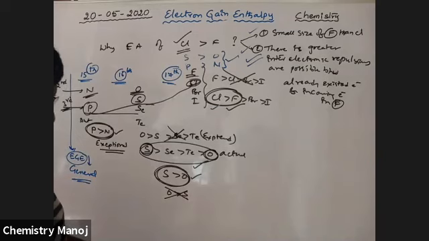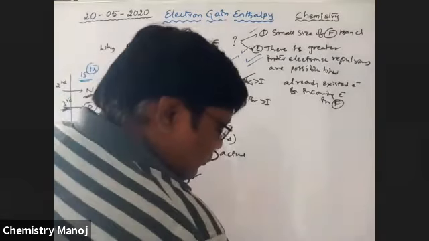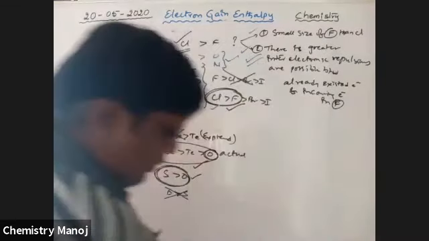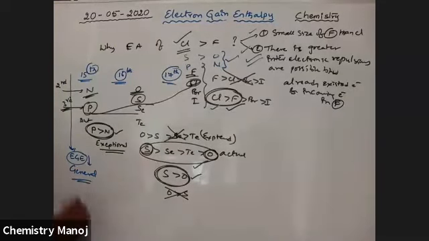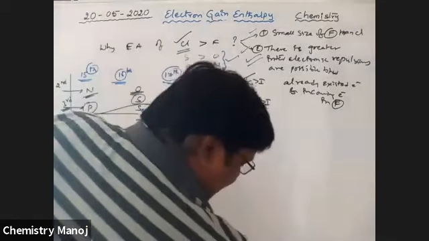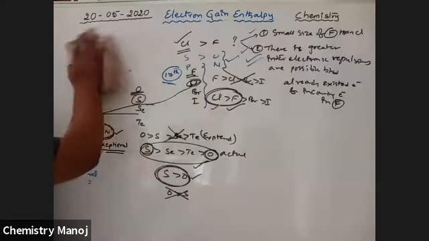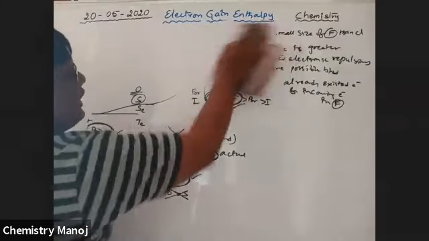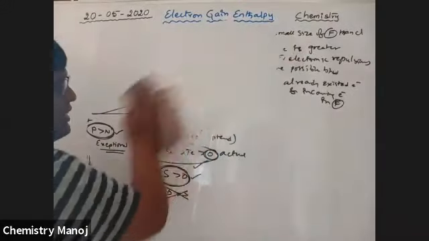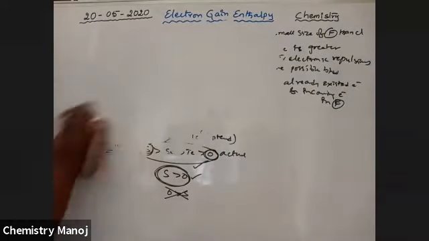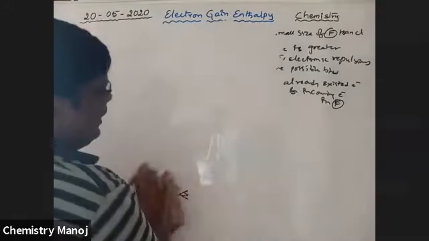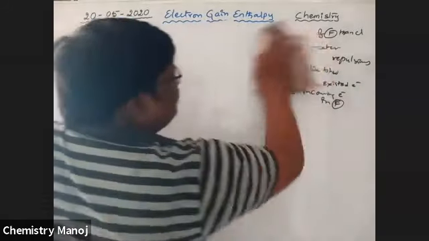Okay. Now, this is all about your electron gain enthalpy. So finally, which one has the highest electron gain enthalpy? Which one has the least electron gain enthalpy? And what about the noble gas elements? So finally, I am going to conclude the points here.